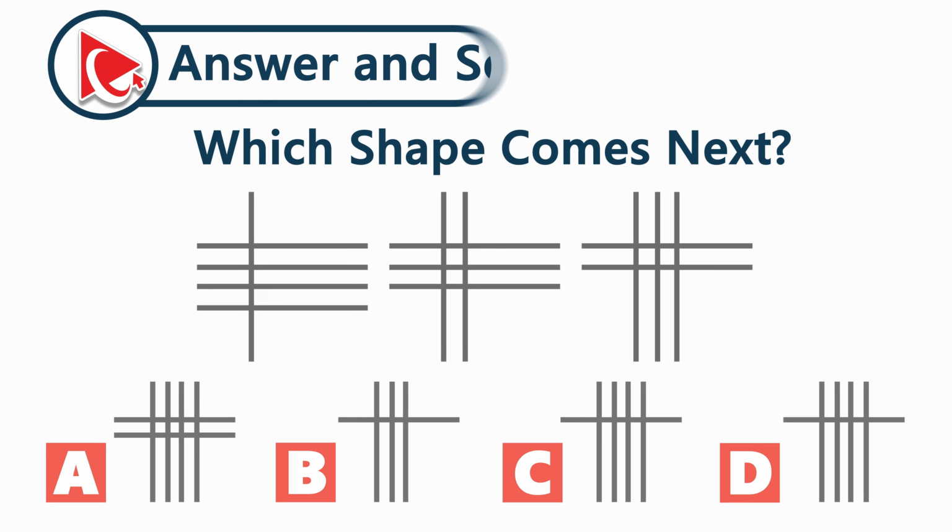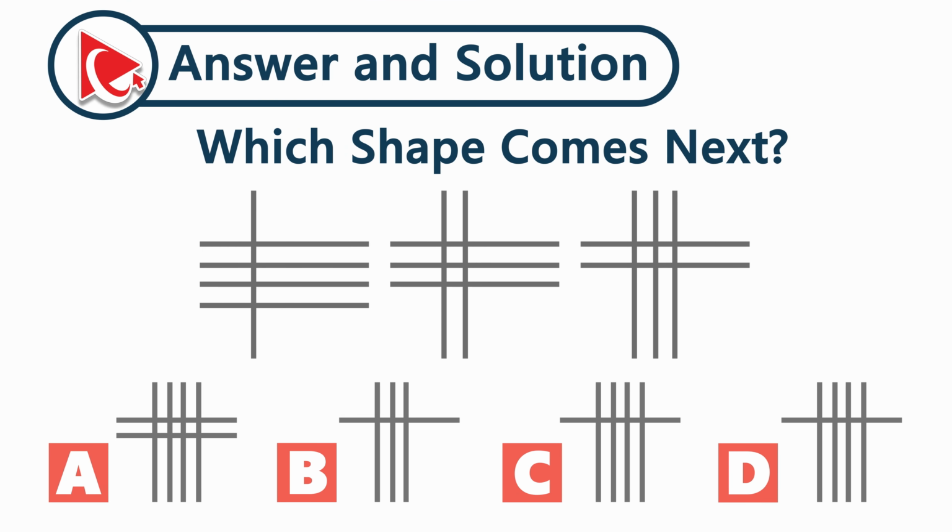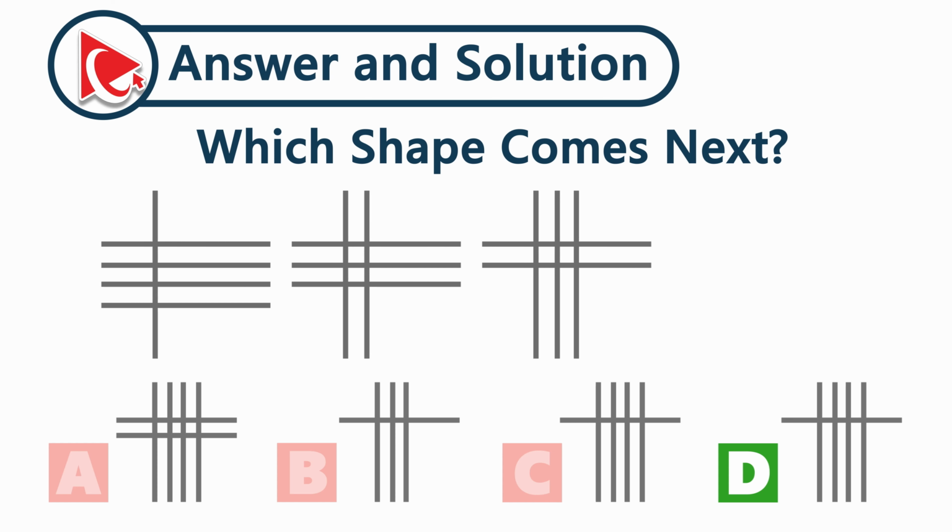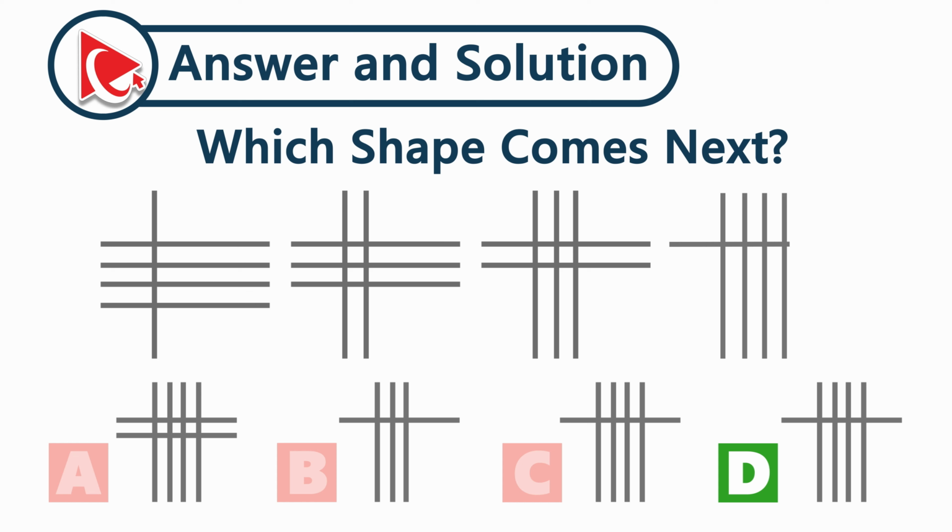Look closely. What's increasing? What's decreasing? Think logically. What would the next step look like? If you have picked option D, you nailed it. Here's why. With each step, vertical lines increase by 1, while horizontal lines decrease by 1. That makes D the perfect continuation of the sequence.